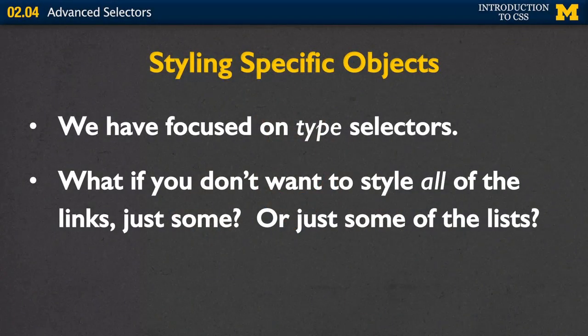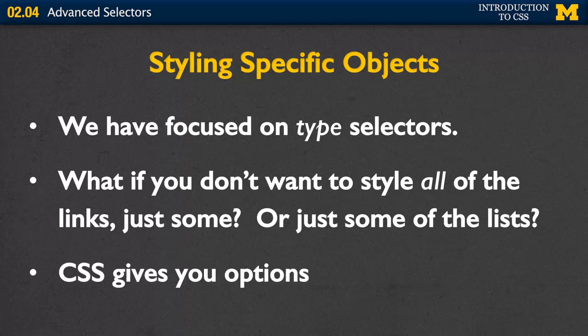But what if you don't want to style all of the links, just some of them? Or you don't want to style all of your lists, you just want to style some of them? Well, now we're going to talk about these type of advanced selectors that will let us do just that. CSS is going to give you so many options that in this lecture I'm going to try to cover as many as I can, but it's still going to be up to you to go off and look up some more on your own as you need them.